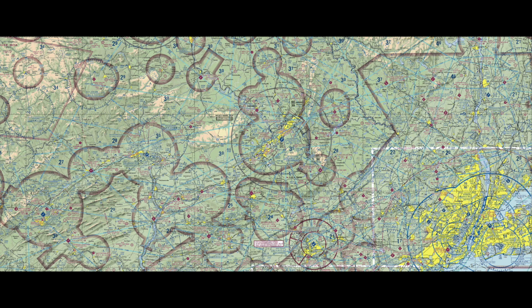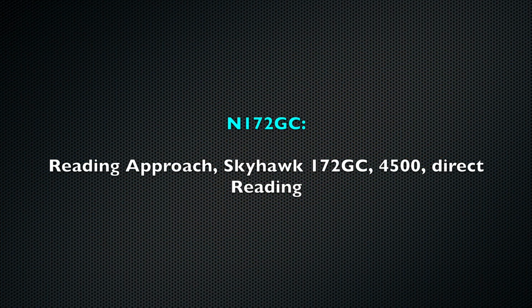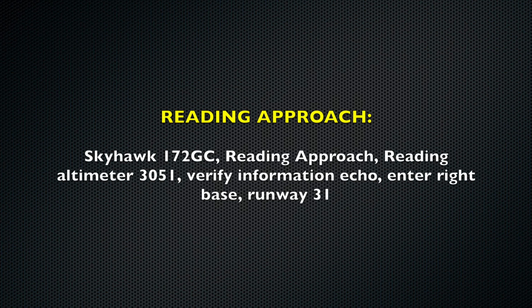Here's a couple clips. Reading approach, Skyhawk 172 Golf Charlie 4500, direct Reading. Skyhawk 172 Golf Charlie, Reading approach, Reading altimeter 3051. Verify information Echo, enter right base, runway 31.